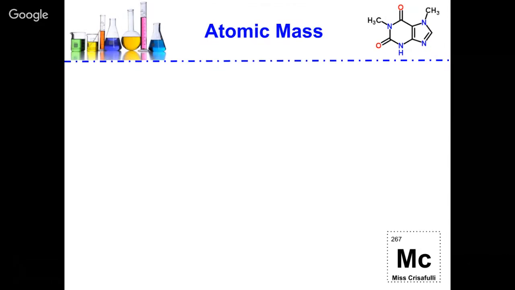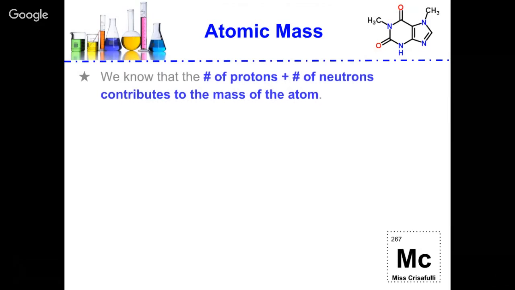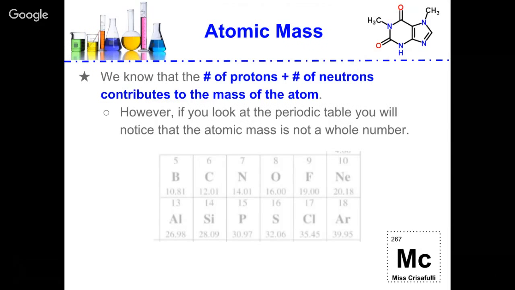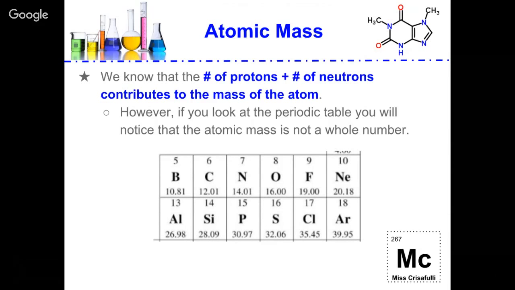And now the final thing we can talk about in this section of our textbook is atomic mass. We know that the number of protons plus the neutrons contributes to the mass of the atom. And we know that when you look at the periodic table, the atomic mass is not a whole number. That doesn't make sense because protons and neutrons are whole subatomic particles, so you can't have part of a proton or part of a neutron. So what does that mean?